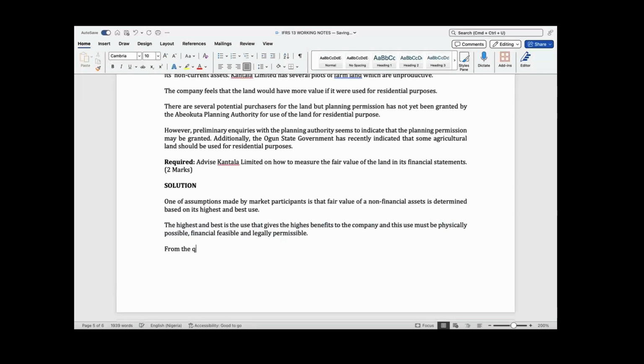From the question, the highest and best use is the residential purpose, and it's legally permissible.